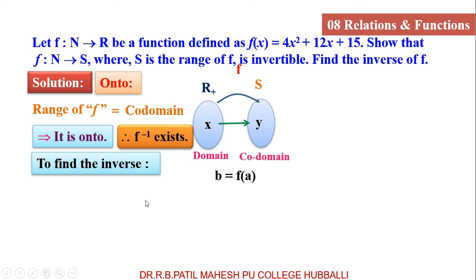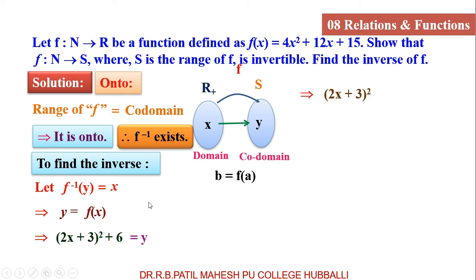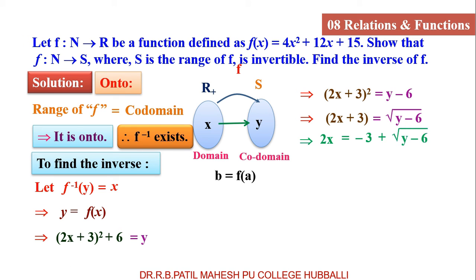To find the inverse, let f inverse of y equal to x and y equal to f of x, and (2x plus 3) the whole square plus 6 is equal to y. Solve for x here. (2x plus 3) the whole square is equal to y minus 6, and 2x plus 3 equal to root of y minus 6, because the square goes to the right side as a root, and 2x is equal to, 3 will go to the right side, so minus 3 plus root of y minus 6, and x is equal to (minus 3 plus root of y minus 6) upon 2.